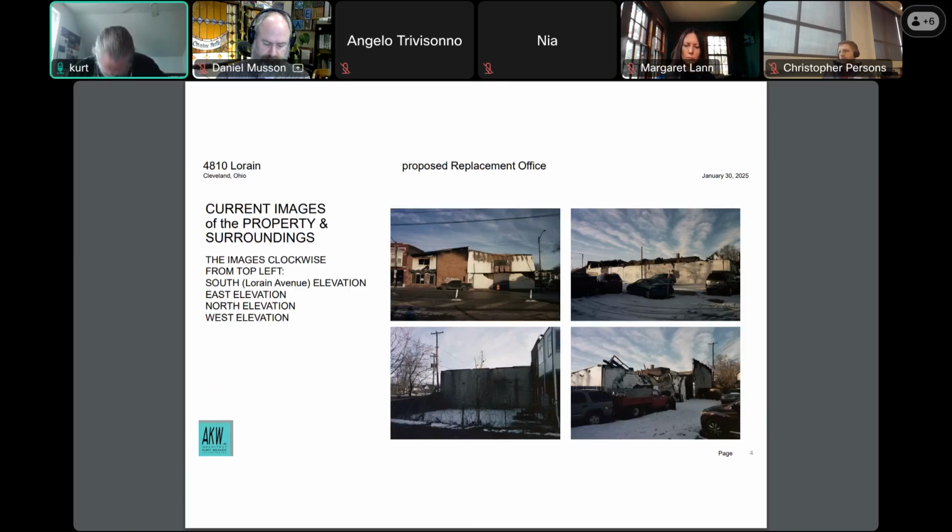The 4 photographs on this page are the current images of the property. Clockwise from top left is the south elevation facing Lorraine. The east elevation, which is the long elevation facing West 48th Street. The north elevation, which had the 2 access overhead doors, which is where we were all standing on the site on Tuesday, and where several of the attendees actually accessed the building. And then the last photograph, lower left-hand corner, is the portion of the west elevation that you see that protrudes beyond the adjacent building to the west. Next slide, please.